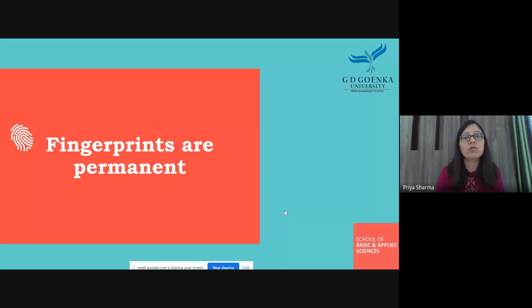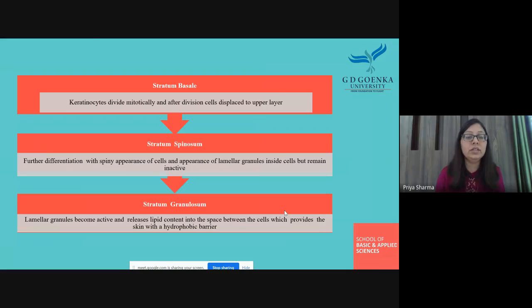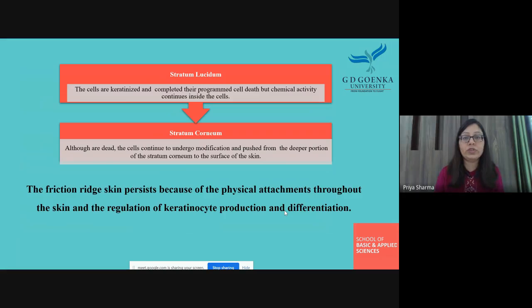There is also one property of these cells that I will discuss. These layers consist of keratinocytes. These cells keep on dividing mitotically, and after dividing, they move to the upper layer. From there they go to the spinosum, then granulosum, then lucidum, and then to the corneum layer. So the friction ridge persists because of the physical attachments throughout the skin.